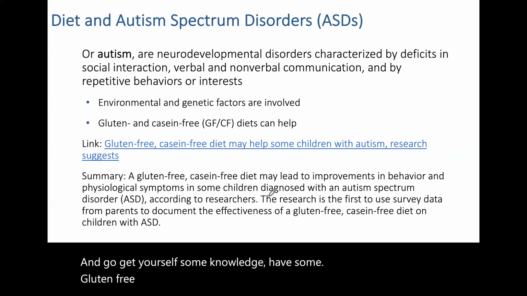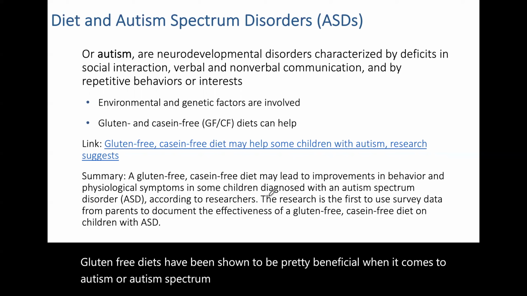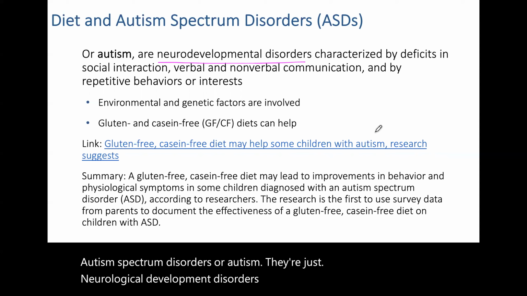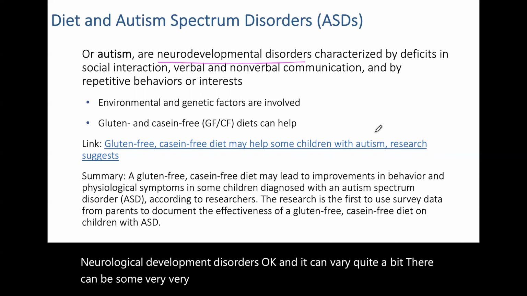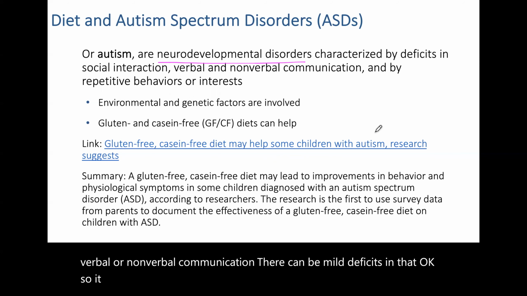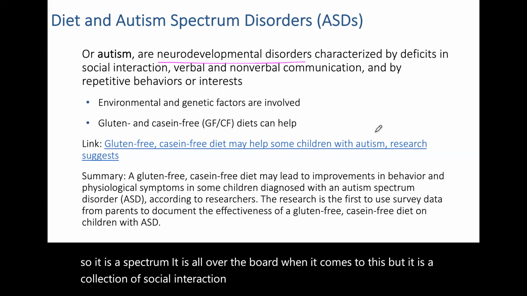Gluten-free diets have been shown to be pretty beneficial when it comes to autism or autism spectrum disorders. Autism spectrum disorders, or autism, are neurological development disorders, okay? And it can vary quite a bit. There can be some very, very severe deficits in social interaction or verbal and nonverbal communication. There can be mild deficits in that, okay? So it is a spectrum. It is all over the board, but it is a collection of social interaction issues, verbal or nonverbal communication issues, repetitive behaviors, interests.